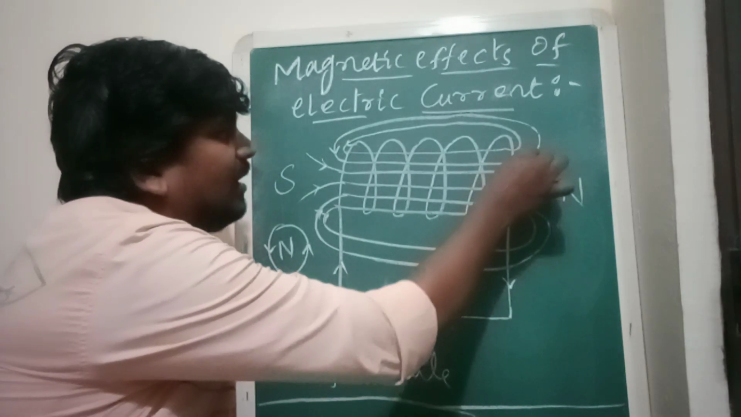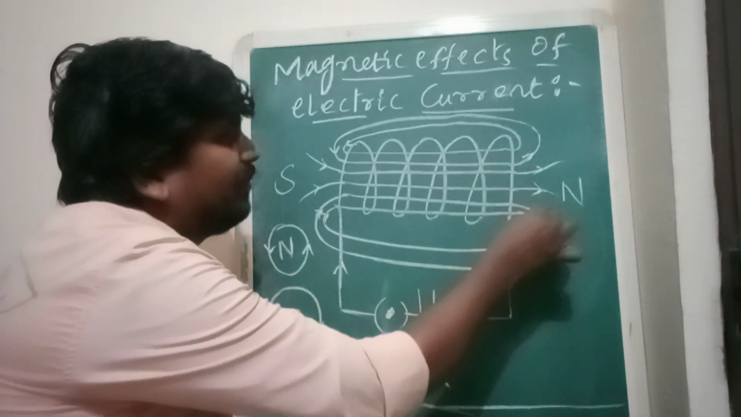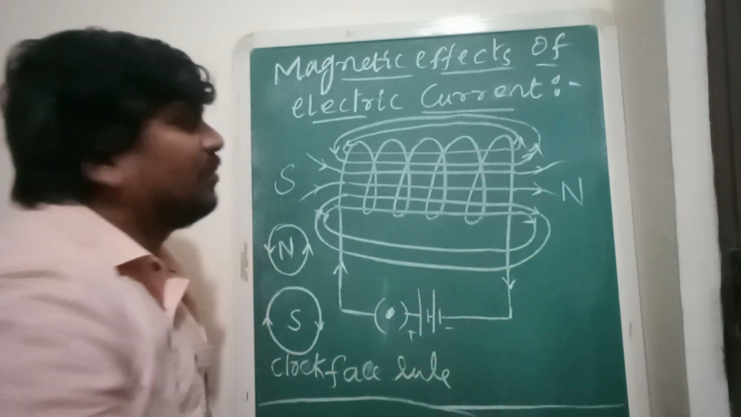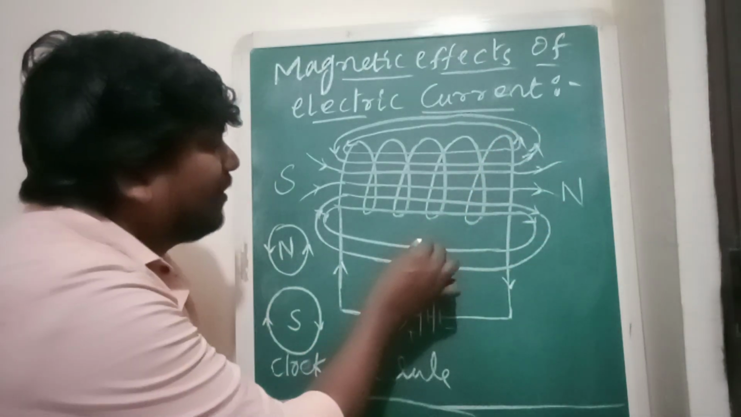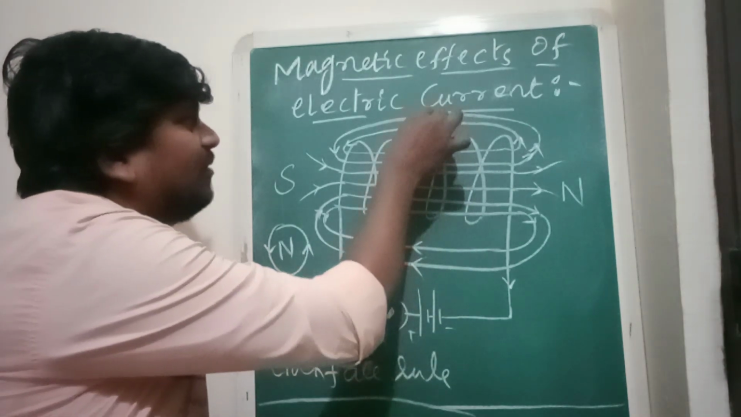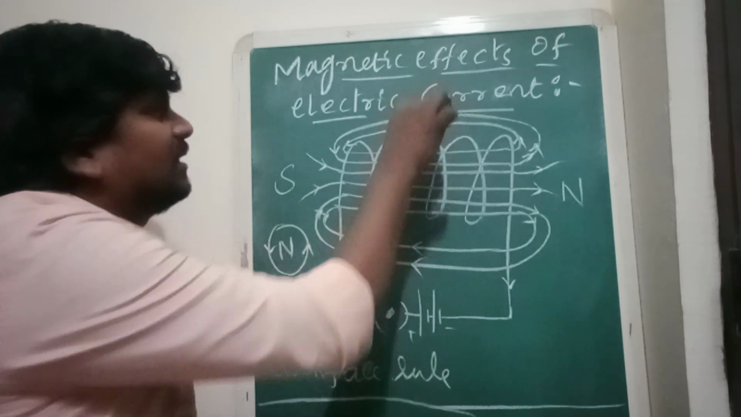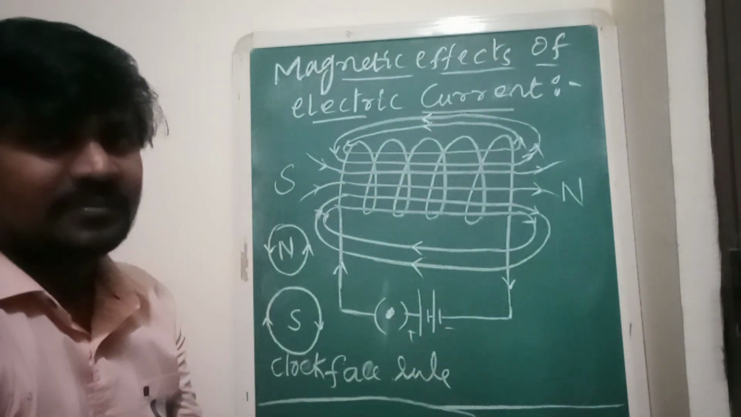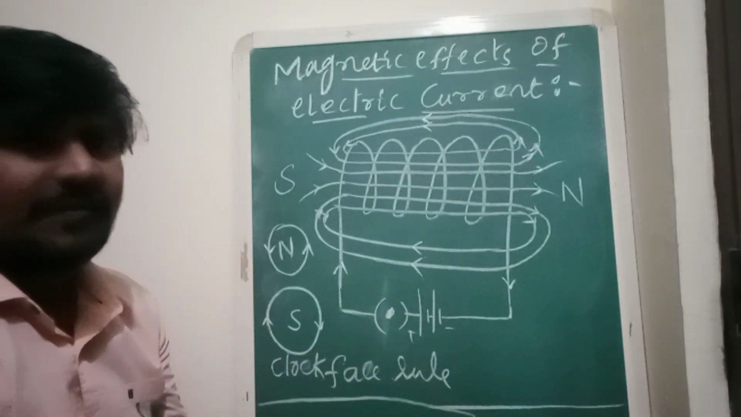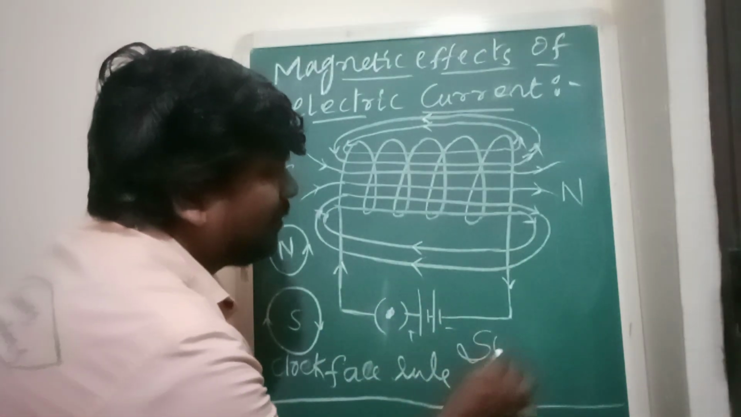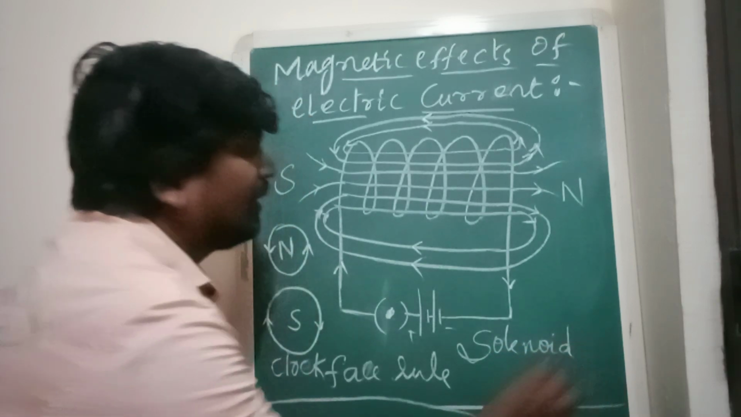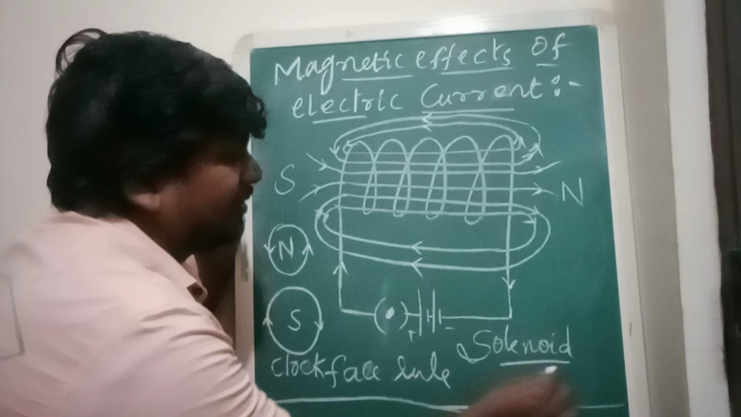North pole means the magnetic field will be moving out from that point. When you are drawing, in the middle, all the marks must be in one direction. So you can follow like this. This is about the solenoid. Clear? Understood? So this is about the solenoid.